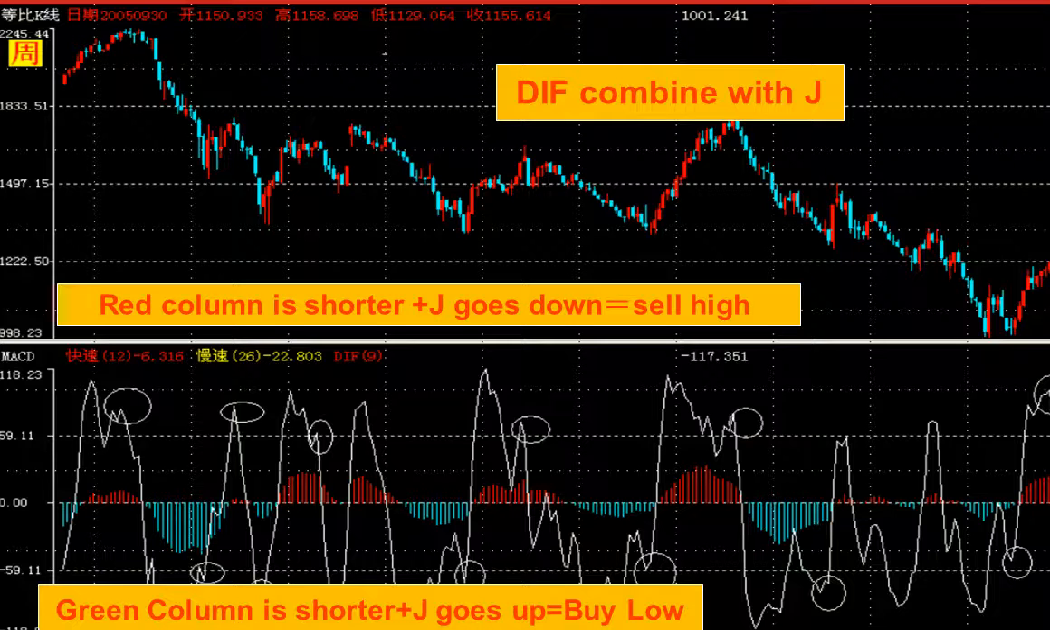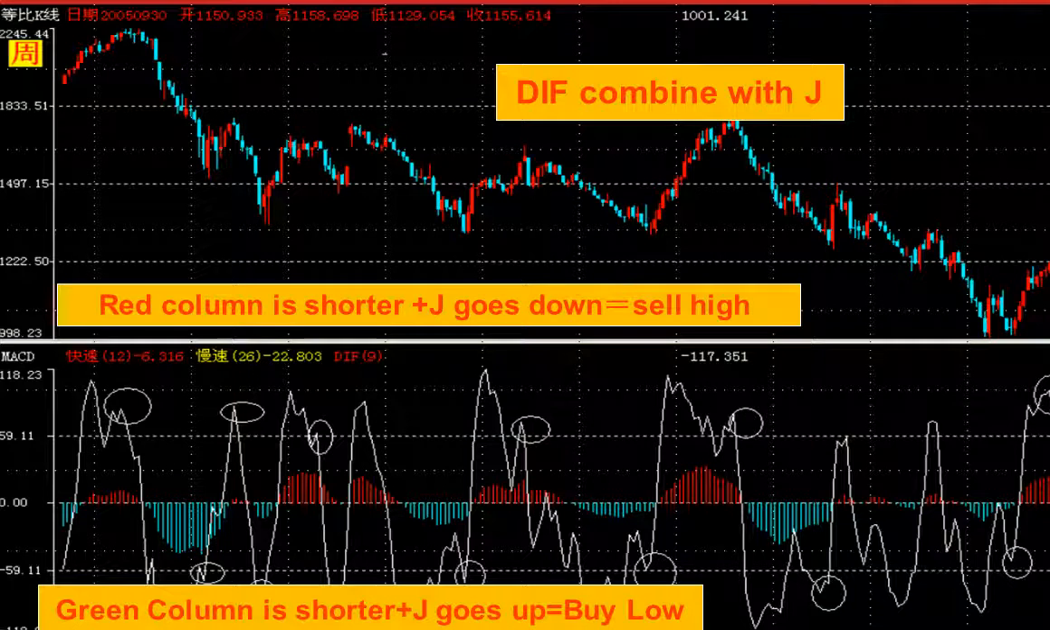So you should remember: red column is shorter plus J goes down, this is sell high. Green column is shorter and the J goes up, this is buy low. So you can use these indicators to catch buy low, sell high signals. When I teach this lesson again, I will teach you how to combine with other indicators, because you can combine so many indicators. This is the first method for combining indicators, so you should remember this.